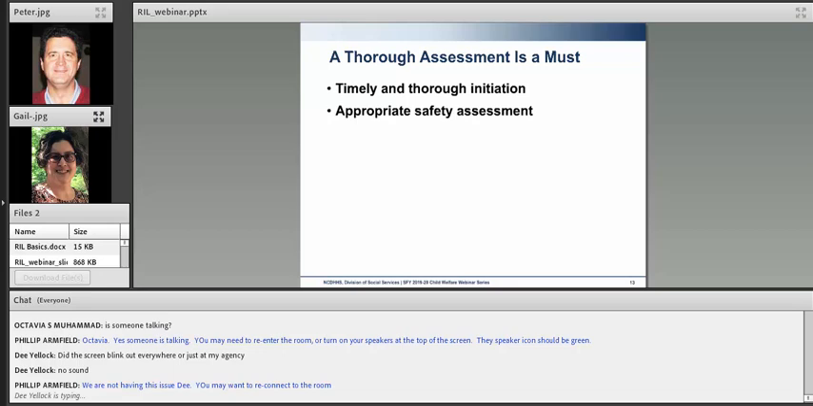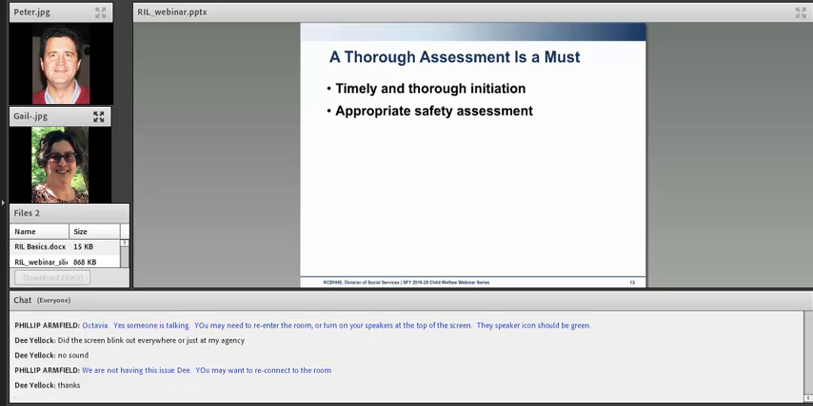Then putting an appropriate safety assessment in place. And again, as we've talked about, safety assessments are behavior specific. You're not writing a case plan with a safety assessment. You're dealing with what's going on right now. What are the allegations? What is the safety issue that has to be addressed right now? And then what do you put in place? Because when you put a safety plan in place, you're saying to the family, what are you going to do right now? What are you going to do right now to ensure the safety of this child?